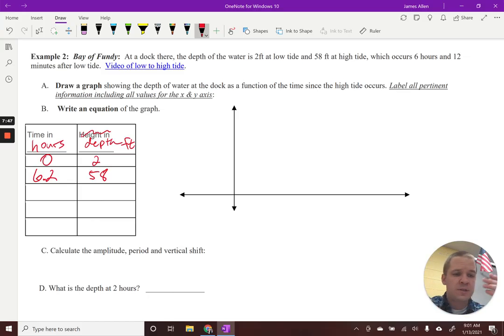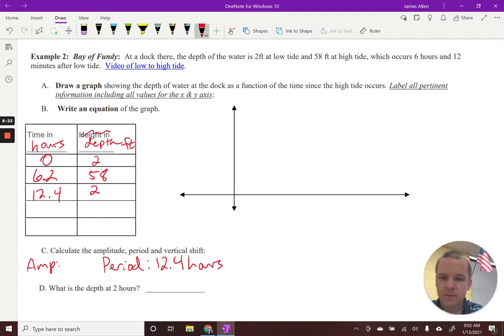And then another 6.2 hours later would be 12.4. And we would be back at low tide, which would be 2 feet. Okay. So at this point in time, 6.2 hours later, it's going to be back up to 58. So it's going to start repeating itself. So it looks like when it's asking us in the next part, amplitude, period, and vertical shift, I'll leave our amplitude for now, but our period, we appear to have figured that out, 12.4 hours. Awesome. And then our vertical shift, we'll still need to figure that out as well.